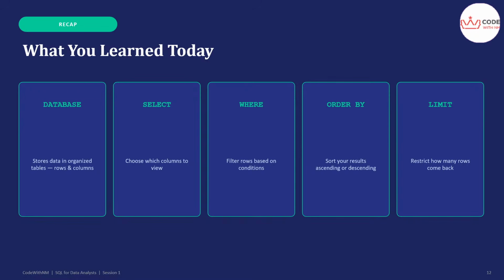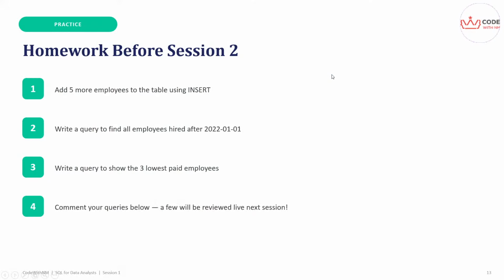Okay, up till now, if everything is clear, recap what we have learned today. If you understood this, I am giving you a homework. And this is important. This is easy. I think you all can do it right away in a few minutes. But if not, you can do it offline. Okay. The homework is before session 2, which is on Sunday 11 a.m. morning. So add 5 employees to the table using insert.